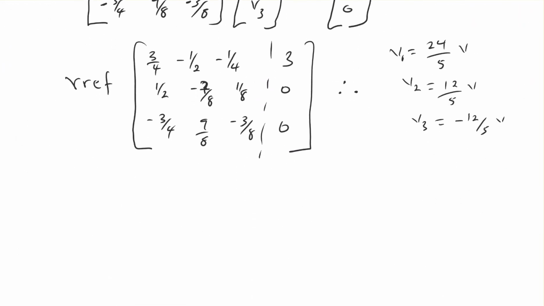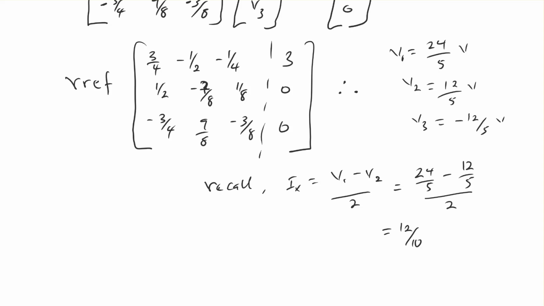So recall, Ix is equal to V1 minus V2 over 2. So we're going to substitute. It's 24 over 5 minus 12 over 5 divided by 2. This will give me 12 over 10, which will be 1.2 amps.